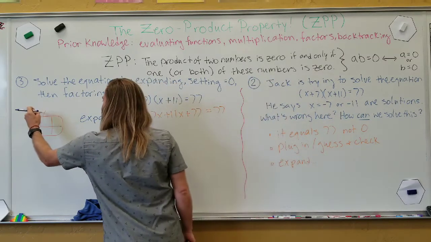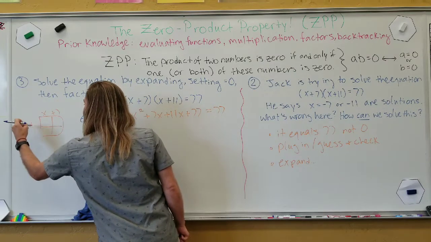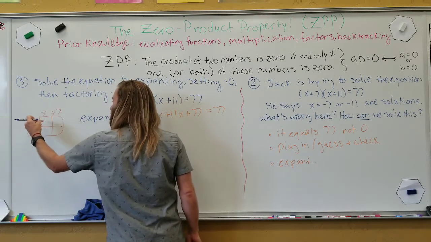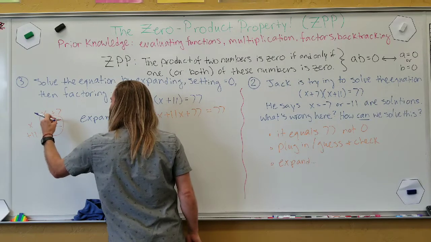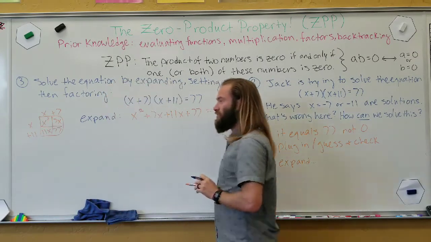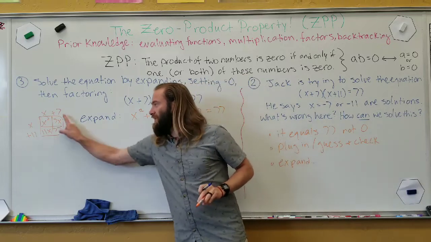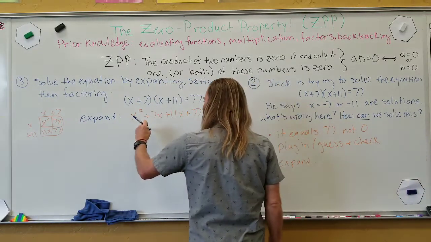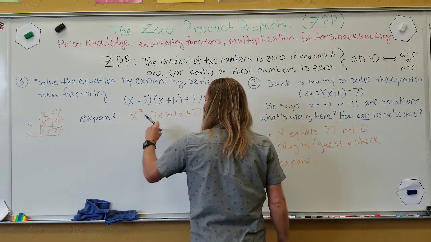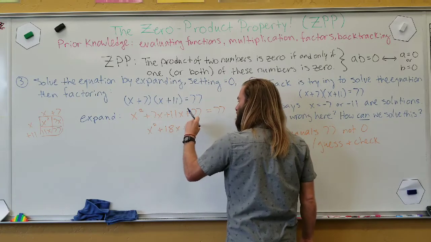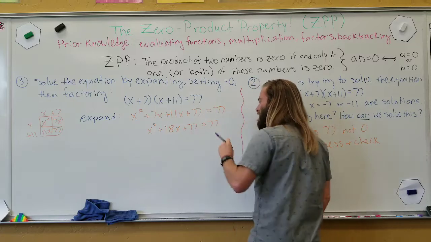Now if you use the expansion box, x plus 7 and x plus 11, gives me x squared, and then 7x, and then 11x, and then 77. So you'll notice that's exactly, if I add all that up, what I got here. So what I have here is x squared plus 7x plus 11x gives me 18x plus 77 equals 77.